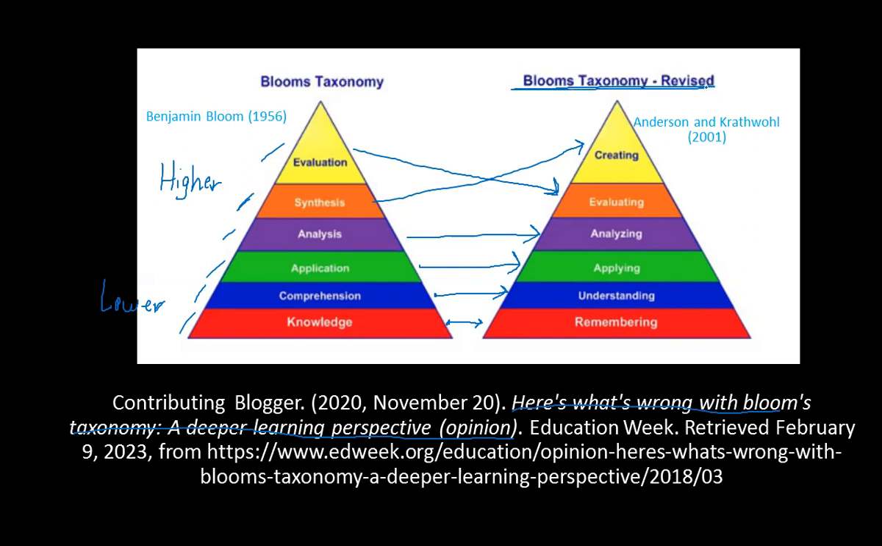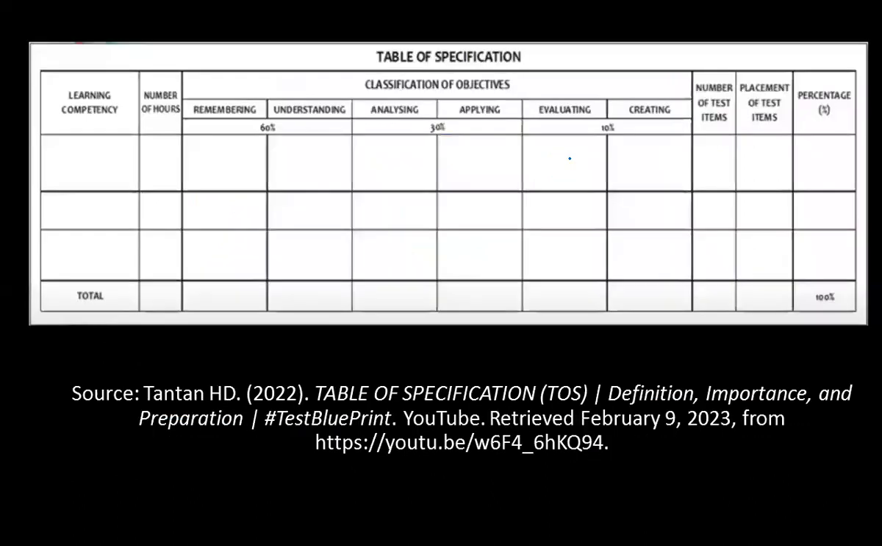Okay? Now, ano yung kinalaman niya dito sa paggawa ng table of specification? Kailangan natin itong Bloom's taxonomy, revised version, sa pagplano ng paggawa ng test, which is ito yon. Ayan, there we go. So, ito ang itsura ng standard format ng table of specification sa DepEd curriculum. So, ano ibig sabihin nun? Ibig sabihin nun, there are different types of formats ng table of specification actually.